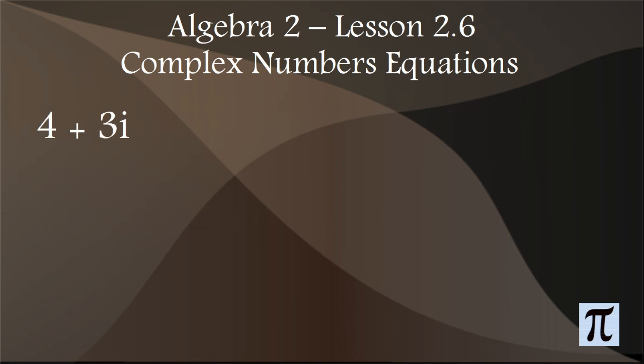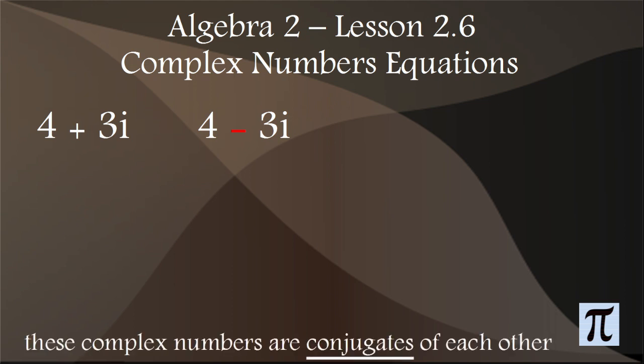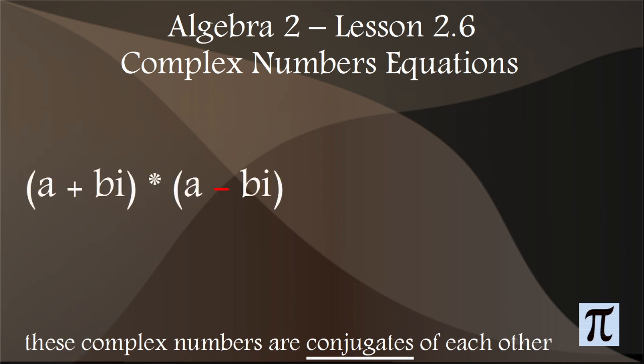So let's look at this 4 plus 3i complex number and compare it to 4 minus 3i. This is what we call a conjugate. These are conjugates of each other when you flip the sign between the real and imaginary part. So here we have the generic a plus bi being multiplied by its conjugate, a minus bi. If you were to FOIL this out and multiply it all together, you would end up with a real number, a squared plus b squared.